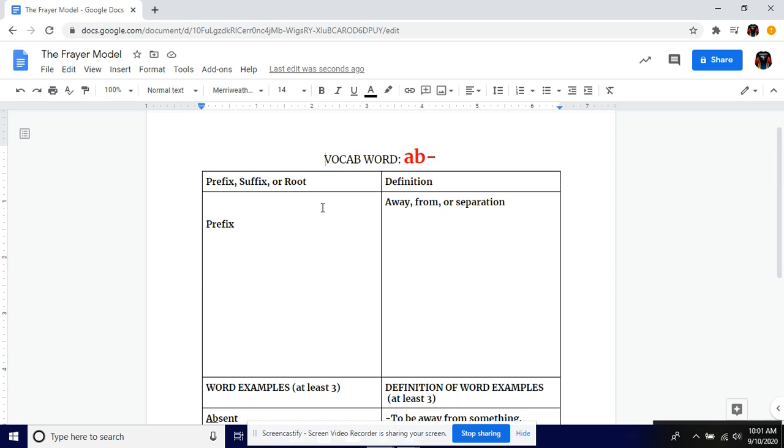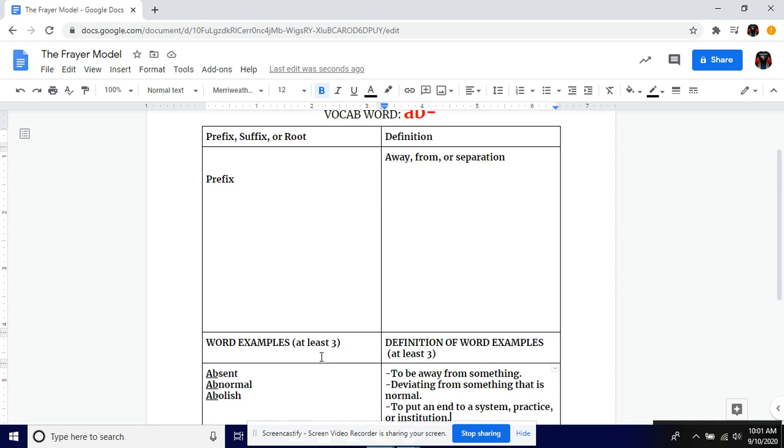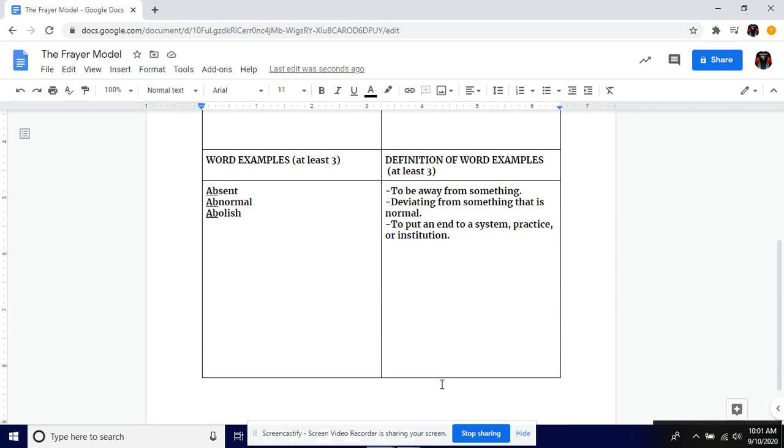We have the vocab word, we have the identification of what type of word part, the definition, three words that use that word part, and then three definitions. Short, sweet, and to the point.